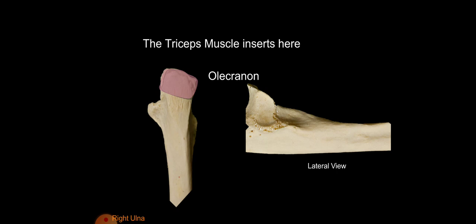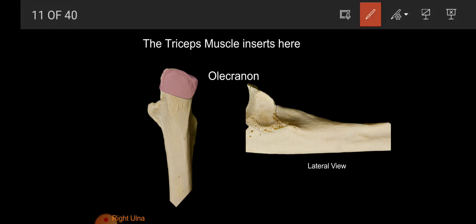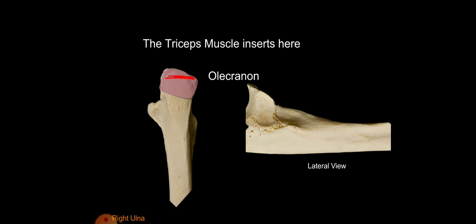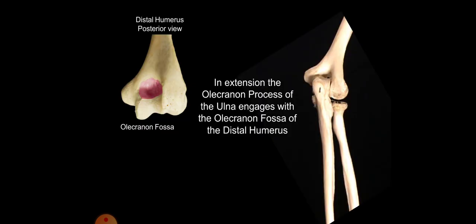Now this is the olecranon process. This olecranon process has attachment of triceps brachii muscle on its superior surface. So this triceps muscle is inserting on the olecranon process on its superior surface.